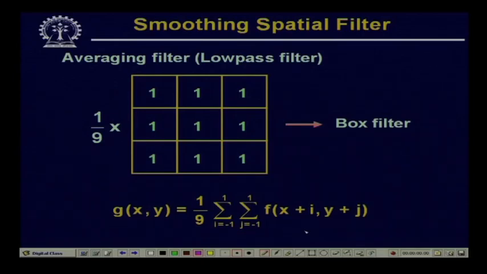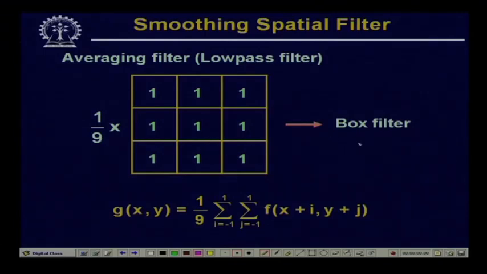The particular mask for which all the filter coefficients or mask coefficients are equal to 1, as in this case, is known as a box filter. So, this particular mask that we are getting is known as a box filter.